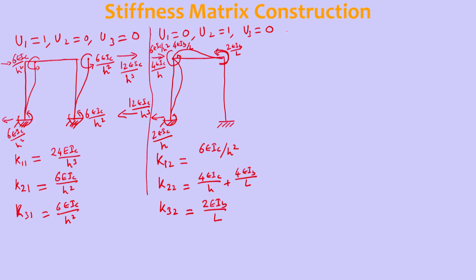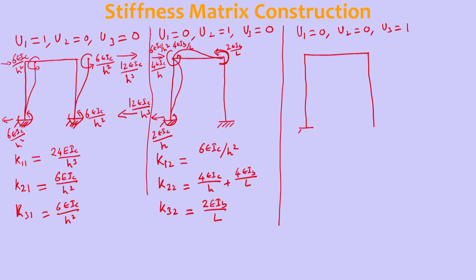So this is the second column of the stiffness matrix, and the third column we can construct by U1 equal to 0, U2 equal to 0 and U3 equal to 1. Here in this case we will do similar operations.